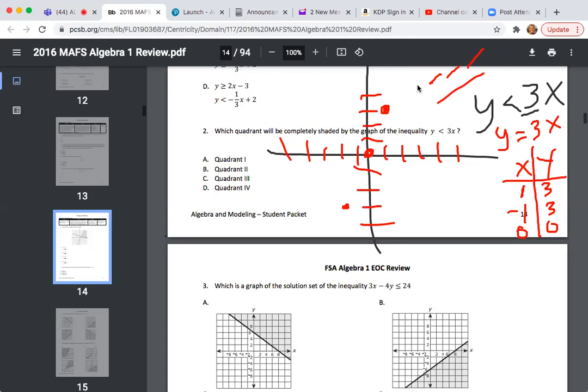Yes, Mimi, it is going to be a dash line. So on this one, because of the inequality symbol, it's going to be a dash boundary line. So the boundary line looks something like this.